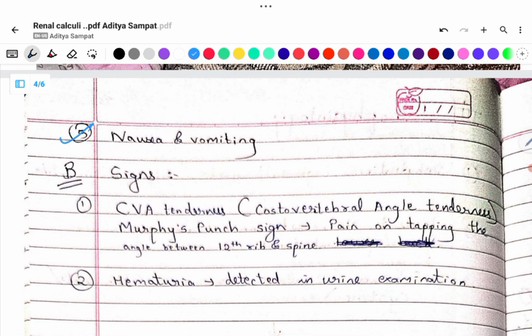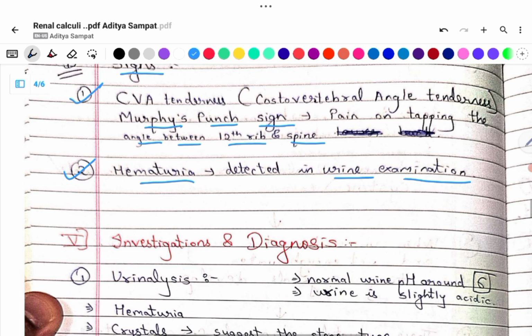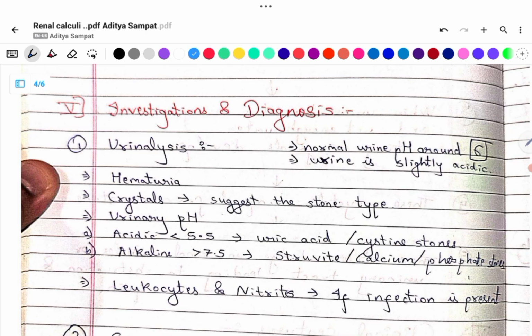Now we move on to the signs. First is costovertebral angle tenderness, Murphy's punch sign, pain on tapping the angle between the 12th rib and spine. Second point, hematuria, detected in urine examination. Now we move on to the investigations and diagnosis.